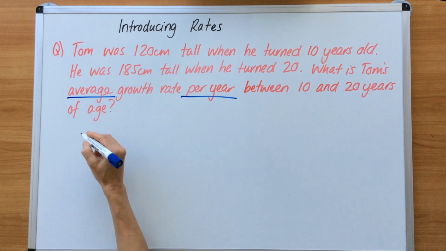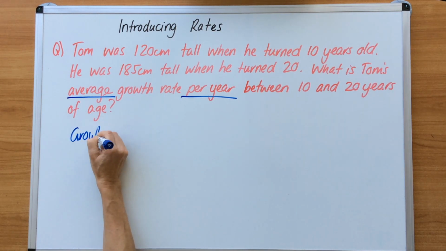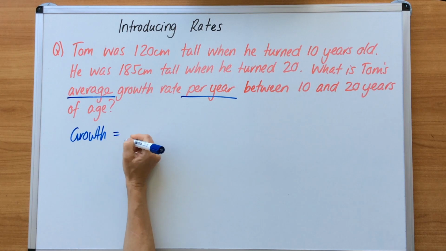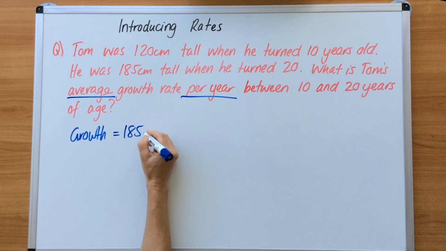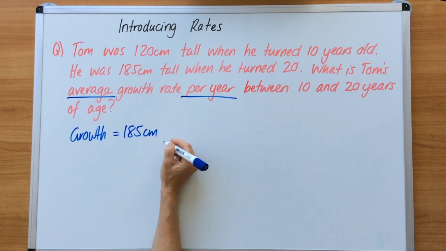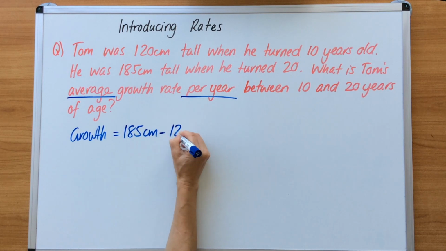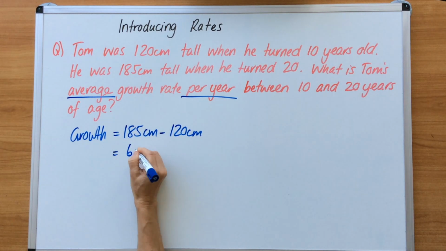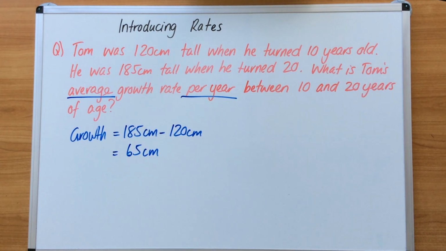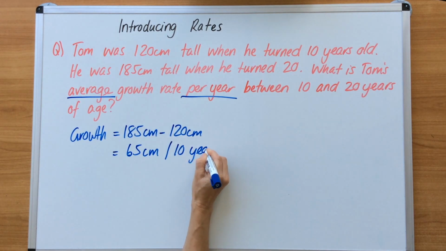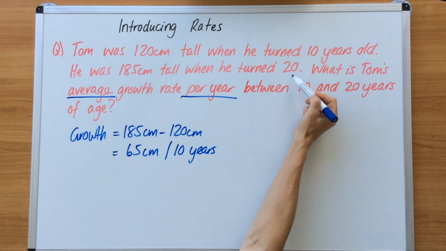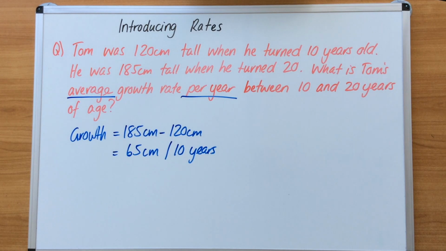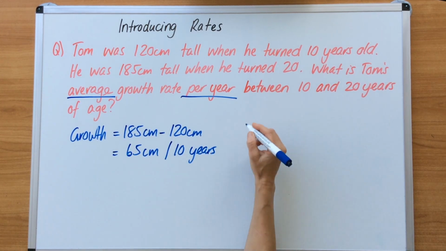So the first thing I have to work out is his growth over the 10-year period. I know he ended up at 185 centimetres tall, so if I subtract his original starting height at 10 years old, I can figure out that he has grown 65 centimetres in those 10 years, because there's 10 years between 10 and 20. So now we need to figure out his rate of growth, his average growth per year.